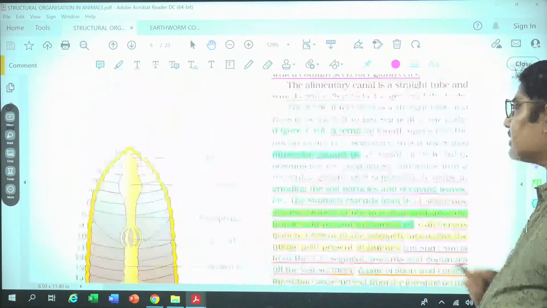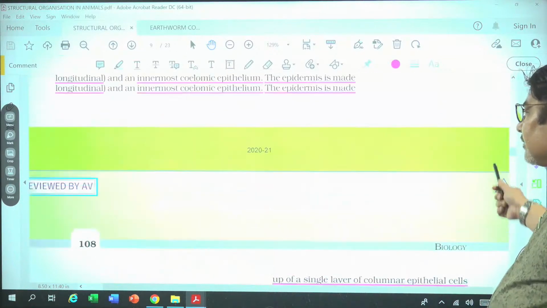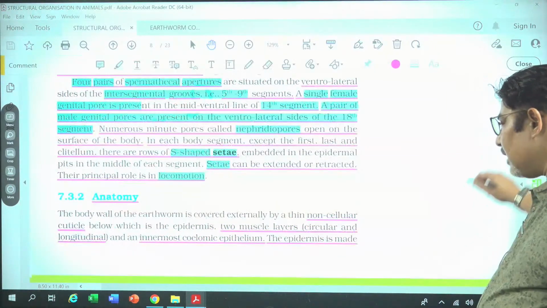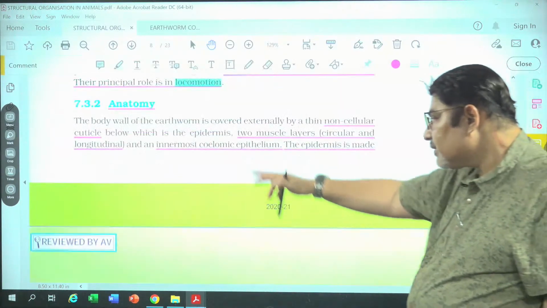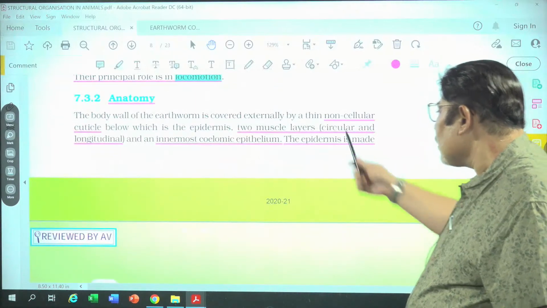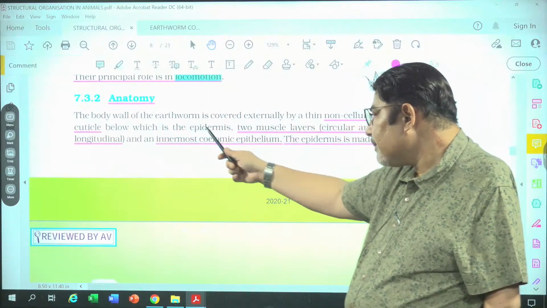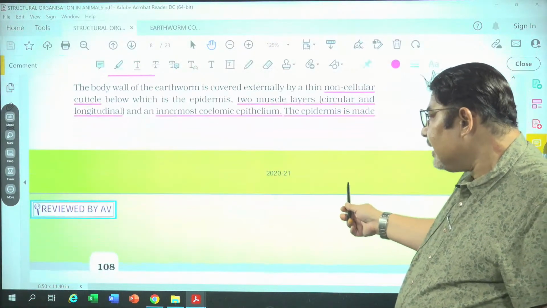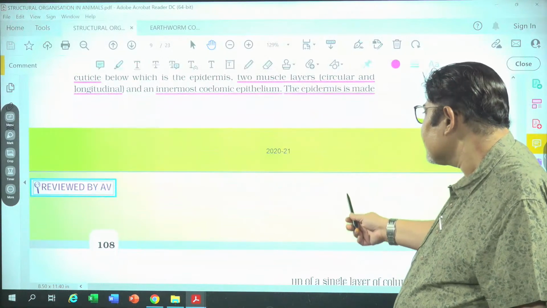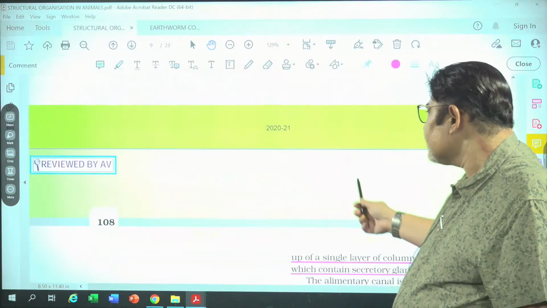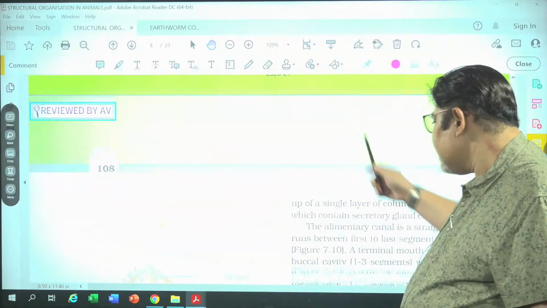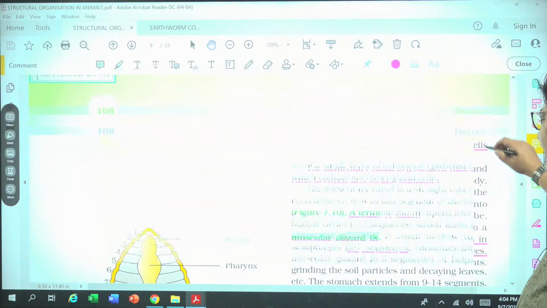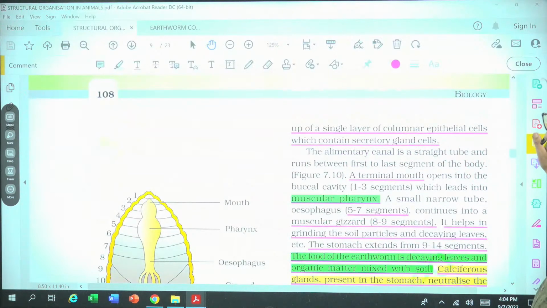We start with this anatomy part. Anatomy means internal structure. Right now we are going with the outer. Now we have seen the non-cellular cuticle, below which is the epidermis, two muscle layers, circular and longitudinal, and an innermost coelomic epithelium, which is a parietal peritoneum. The epidermis is made up of a single layer of columnar cells which contain secretory gland cells. We have seen those secretory gland cells.